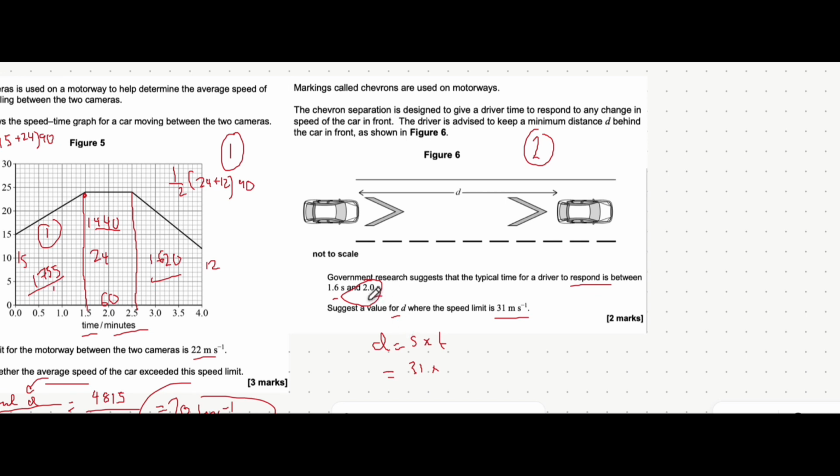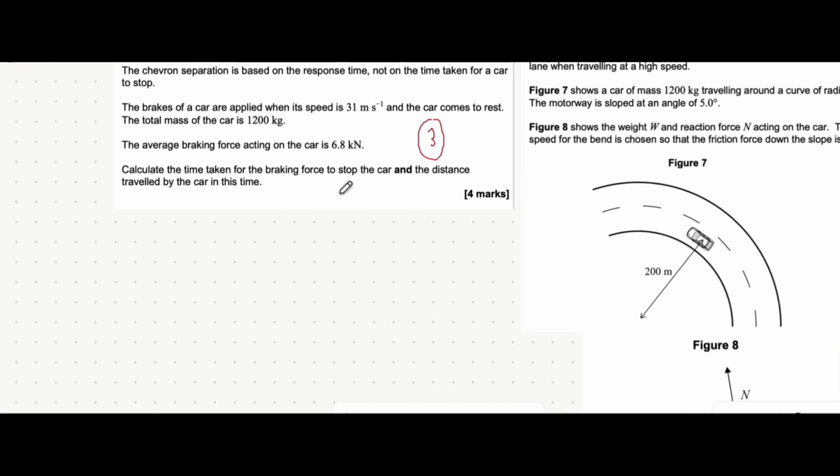So you want to take into account the longest reaction time for the person. That will be 62, so the final answer is 62 meters. The two cars should be 62 meters apart at all times if they're traveling at the speed limit. Let's now move on to this next question.